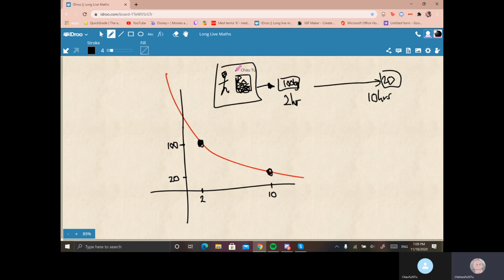Okay. 2 hours in, you weighed your mass and it's 100 kilograms, right? Now the mass is getting smaller and smaller and lower and lower. At time 10, the mass is 20 kilograms because it's getting lighter and lighter. Do you agree? What's the half-life of this thing?